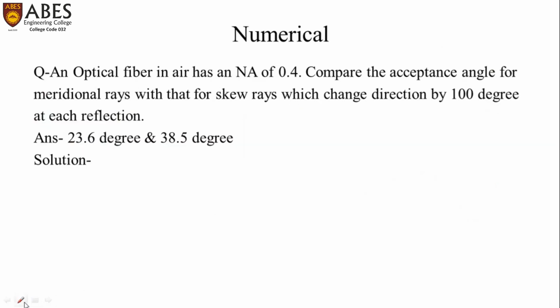So let's do a numerical related to that for better understanding. An optical fiber has a numerical aperture of 0.4, and you have to compare the acceptance angle for the skew rays and the meridional rays. It is given that the skew rays change direction by 100 degrees at each reflection.